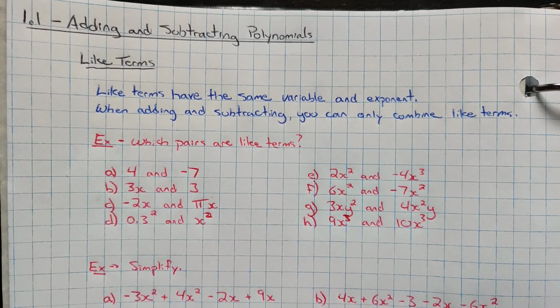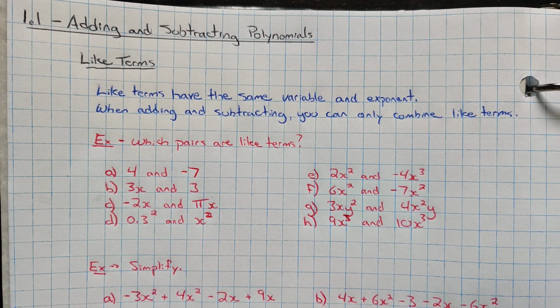In this section, we're looking at algebra, specifically starting with adding and subtracting polynomials. When we're working with polynomials for adding and subtracting, we can only add and subtract like terms. Like terms need to have the same variable and the same exponent. We can only combine like terms when we're adding and subtracting, so we can't combine things that don't have the same variable and exponent attached to them.